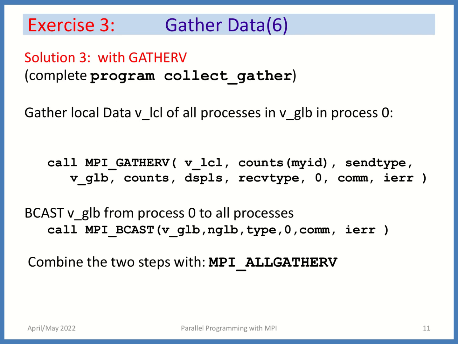And of course you can combine these two operations just by an all gather vector, by calling MPI all gather vector with the same arguments here, except the root value. Then every process will receive all the values in the global vector.